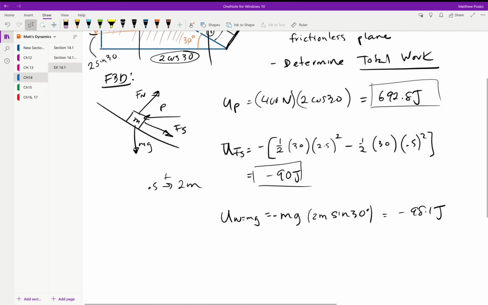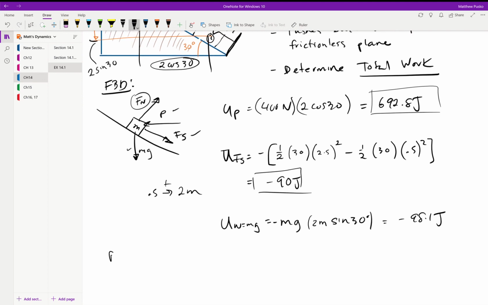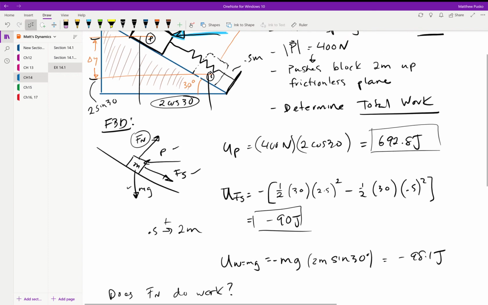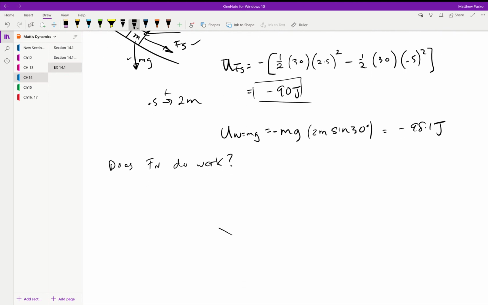What else do we got? We've taken care of the spring force, the force P, the weight. I guess we've got the normal force still. Now, does the normal force do work? No, it doesn't, because the displacement is up the plane and the normal force is perpendicular, and we learned if the angle is equal to 90 degrees between the force and displacement, then no work is done.